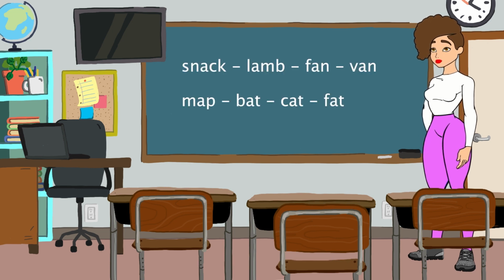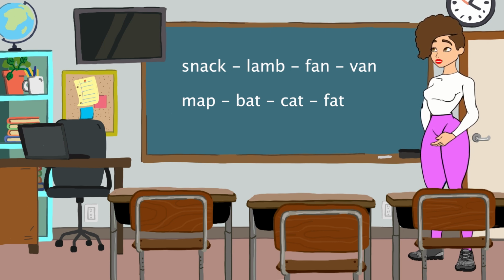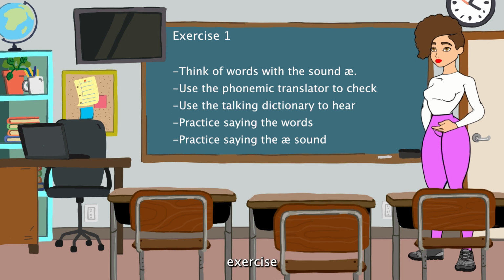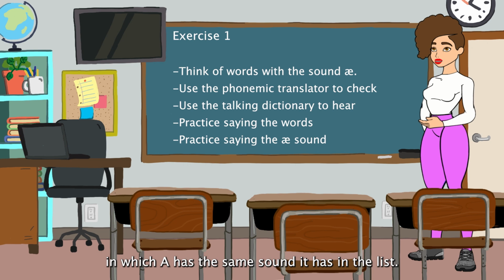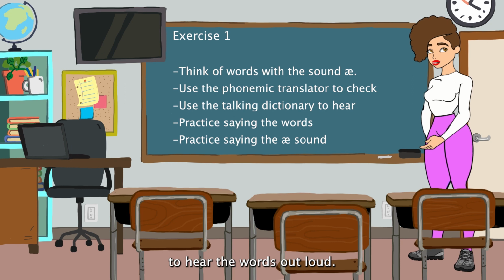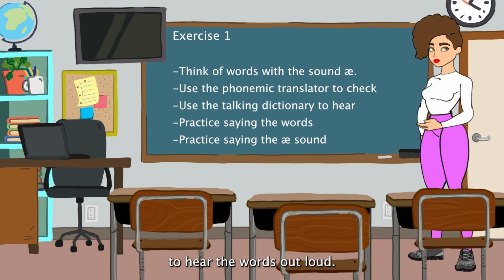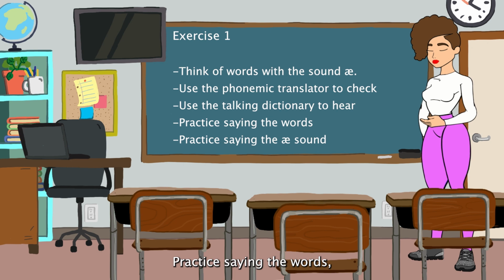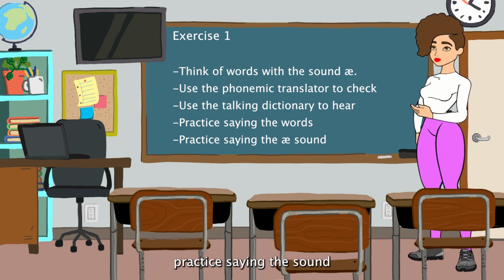Snack, lamb, fan, van, map, bat, cat, fat. Exercise 1. Think of words in which A has the same sound it has in the list we saw. Use the phonemic translator to check if you are correct. Use the talking dictionary to hear the words out loud. Practice saying the words. Practice saying the sound.